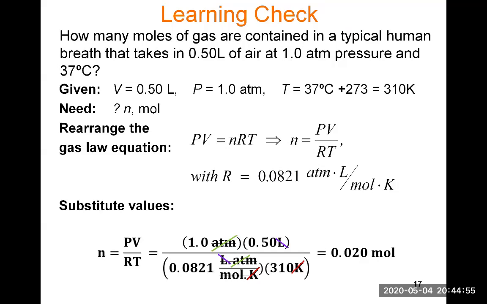And the calculator answer is 0.019645, etc. So here we need to keep 2 sig figs because 1.0 has 2 sig figs. 0.50 liters has 2 sig figs. The 0 after the 5 is significant. 310 kelvins, they have 2 sig figs. And there are 3 sig figs in the R value. So the least number is 2 sig figs.